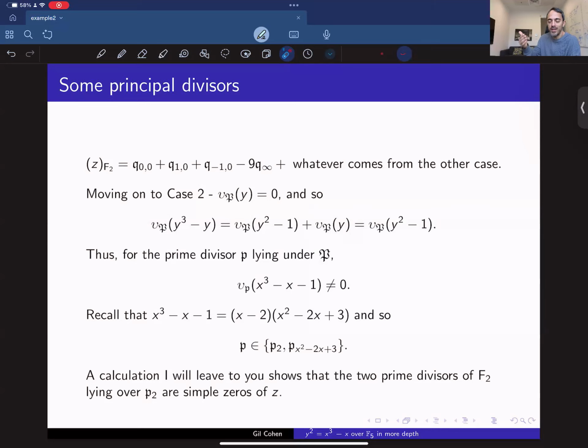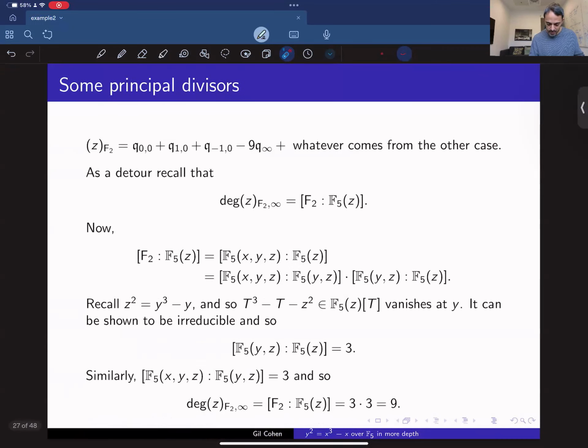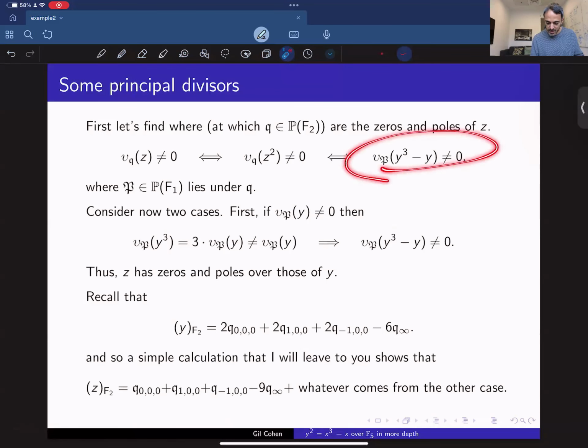And we like y squared because y squared is equal to x cubed minus x. So if q, right, we're searching for q's, but now we're looking at a capital P that underlies this q. So if little p lies under capital P, and the valuation is non-zero, like we're assuming the valuation here is non-zero, right? Not of y, of this thing.